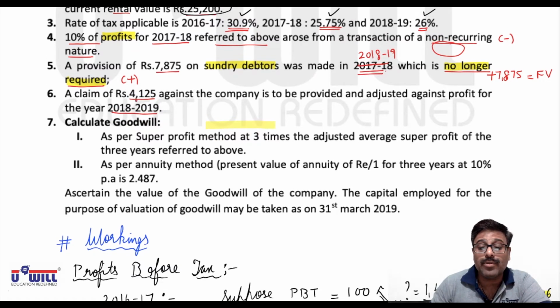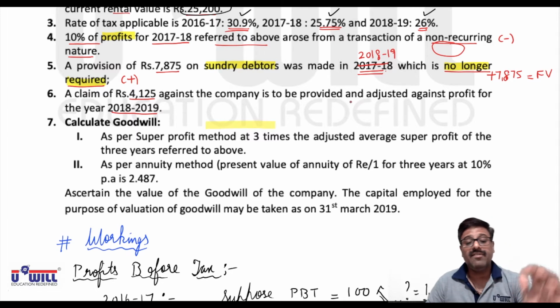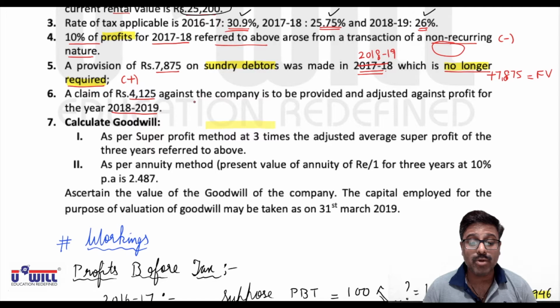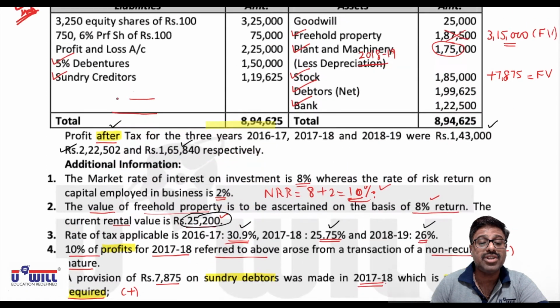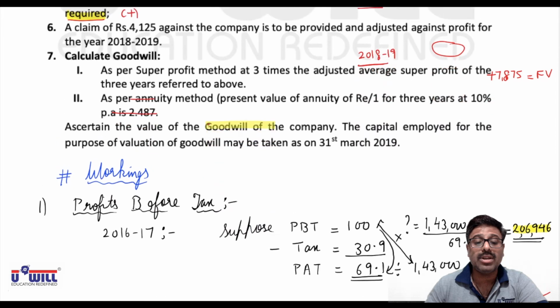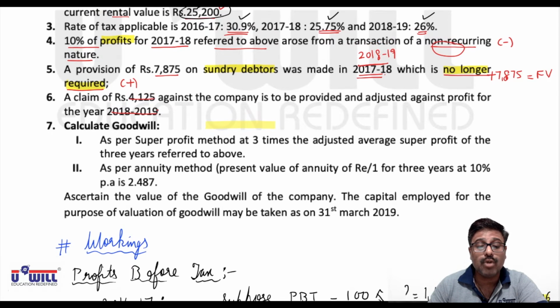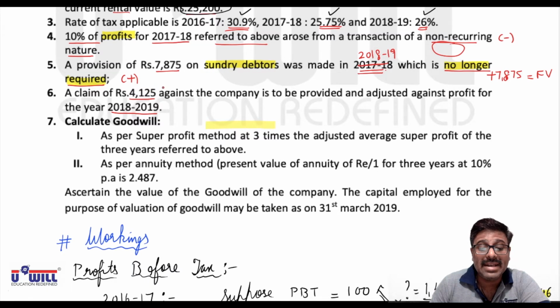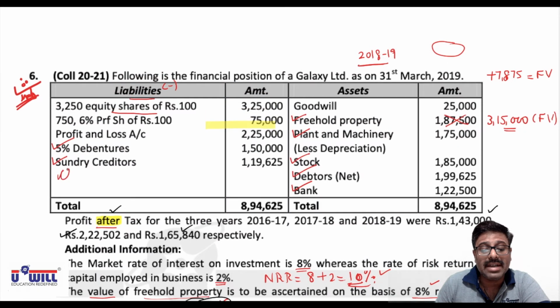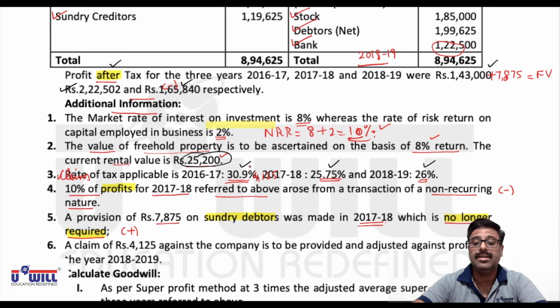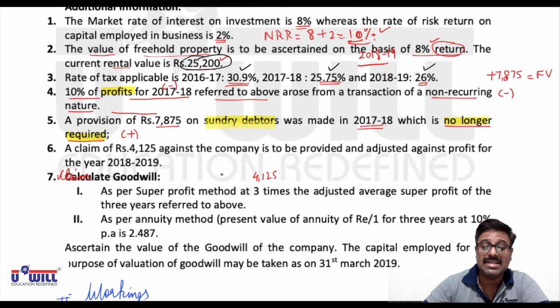Now claim of 4125 against the company should be provided. Further, we expect that we have to pay some claim of 4125 which is not in this balance sheet. Do you find in this balance sheet any claim? No. So we have to make a provision for this claim of 4125 in the balance sheet. That means if we provide for this claim of 4125, the profit of that year will decrease. So this 4125 of claim we have to minus from the profits of 18 to 19. And also this claim of 4125 is our liability. So when we take external liability, further we will minus a liability of 4125 as a claim. So this claim will be further subtracted as a liability.